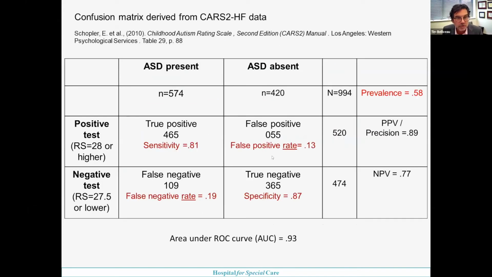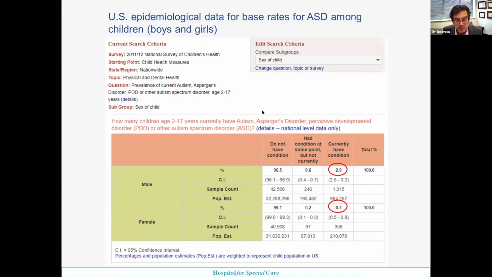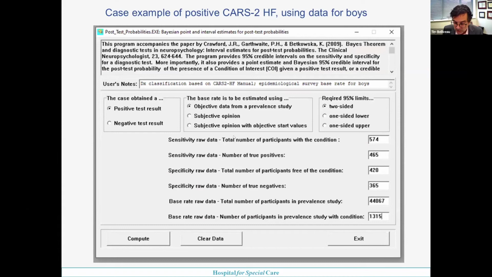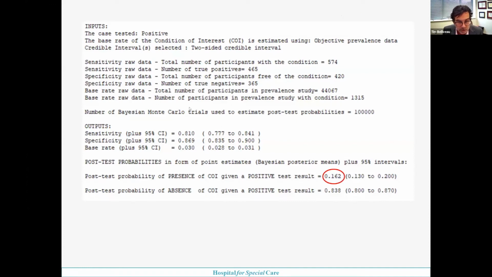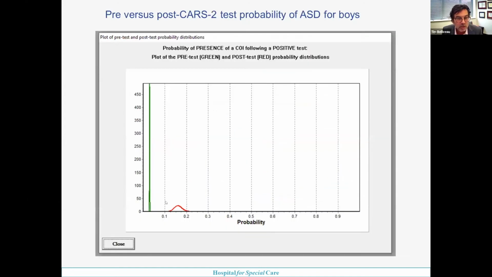Here's a confusion matrix for the Childhood Autism Rating Scale, also derived from the manual. In this sample, the prevalence of autism is 0.58, and their classification accuracy index, or one of them, is 0.93. But we're going to integrate some epidemiological data. This is a national data set for information about prevalence. We do the same thing, putting the information into Crawford's application to derive the interval estimates for post-test probabilities. For this particular test, using the community-based prevalence data, the post-test probability is 0.162. So we've shifted from a very low base rate of the condition of interest to somewhat more given a positive test result. This is for autism among boys.